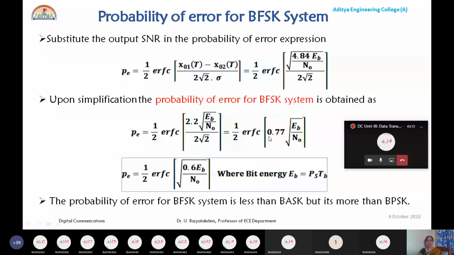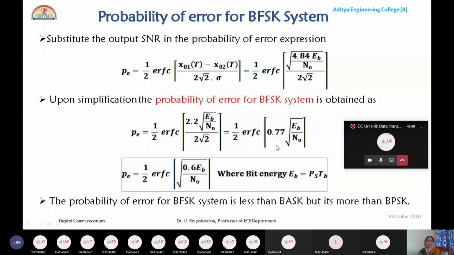Actually, all the complementary error functions should be like a root of the corresponding SNR. So that's why ERFC of root. Take the 0.77 inside the root in order to represent the probability of error as half ERFC of root of the factor of EB by N naught. If you take this 0.77 inside the root, you will get almost 0.6.